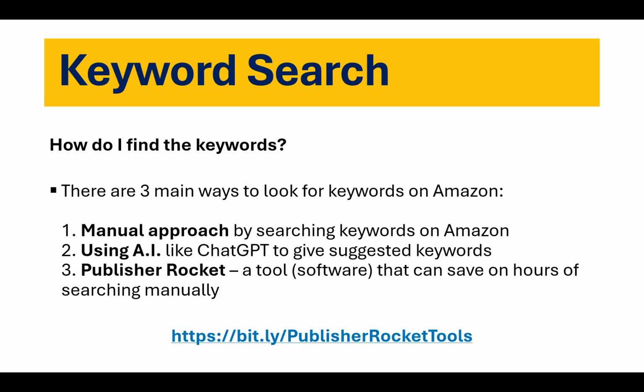How do you find the keywords? There are 3 main ways to look for keywords on Amazon. The first is to do the manual approach by going out to Amazon directly and just searching for keywords, and I will demo that here in a moment. The other is to use some sort of AI like ChatGPT to give suggested keywords.